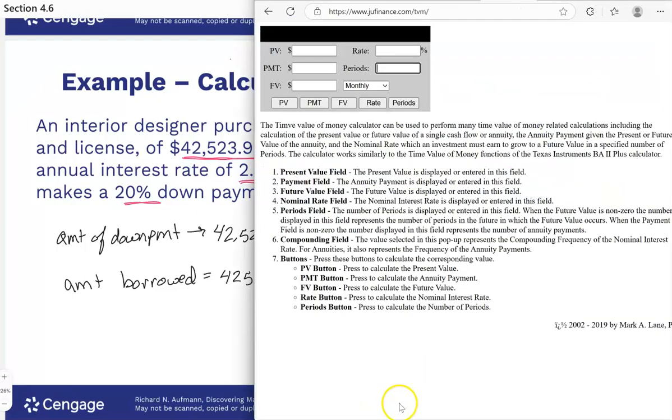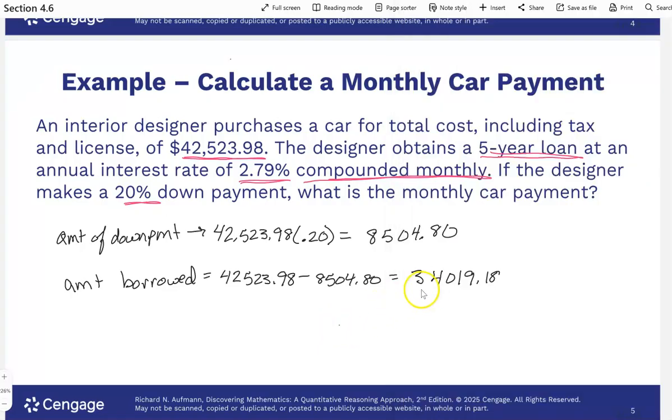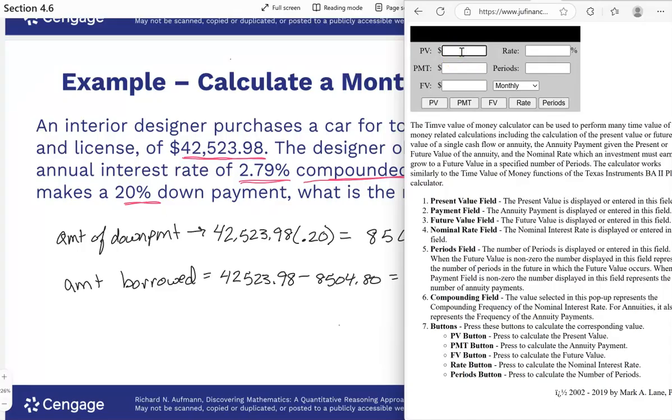So I'm going to pull up my time value of money solver. So here it is. And we're going to type in everything that we know. So they are going to borrow $34,019.18. So that's our present value. Interest rate is 2.79%. And we're writing that as the percentage, so be careful. And then compounded monthly. So I'm going to choose monthly here.